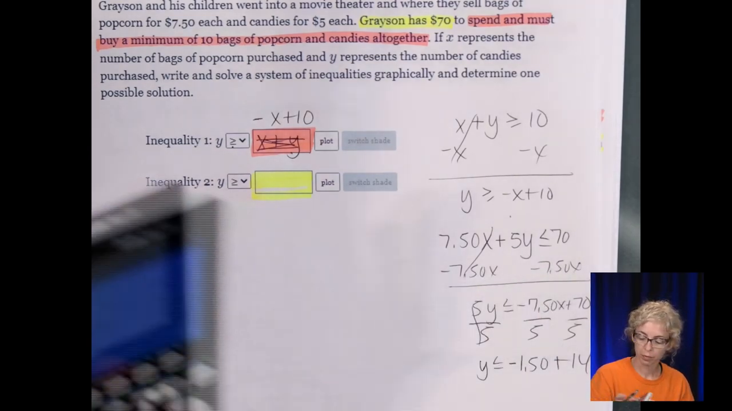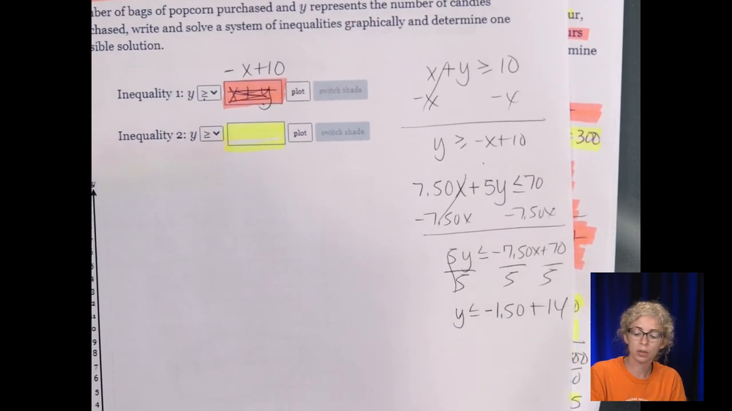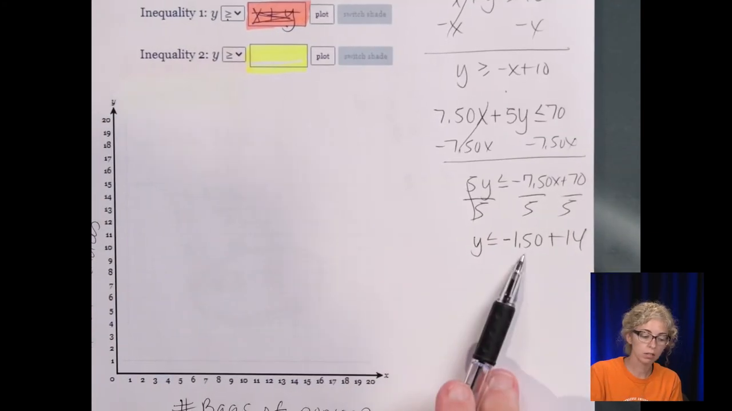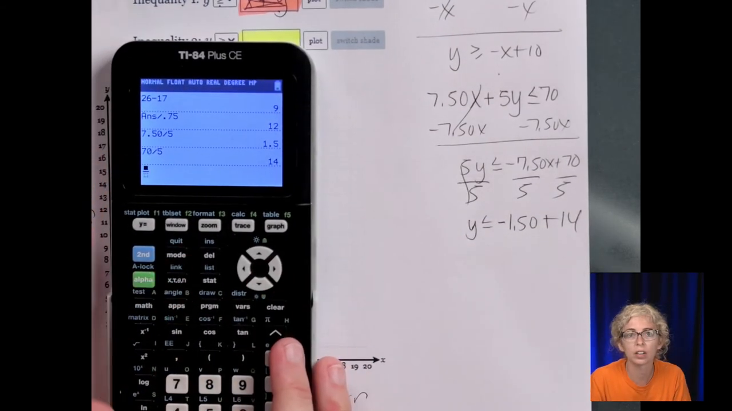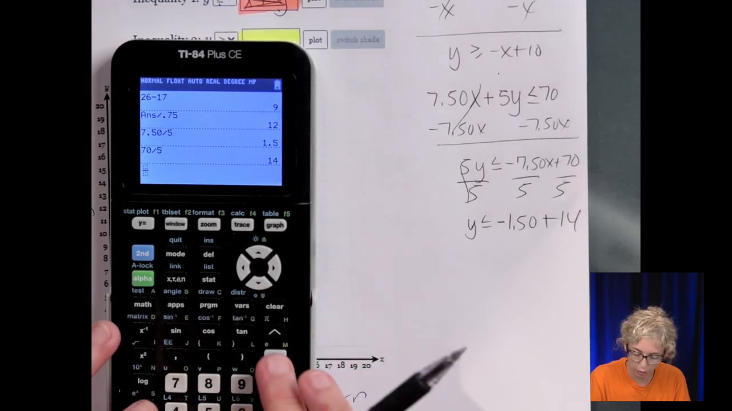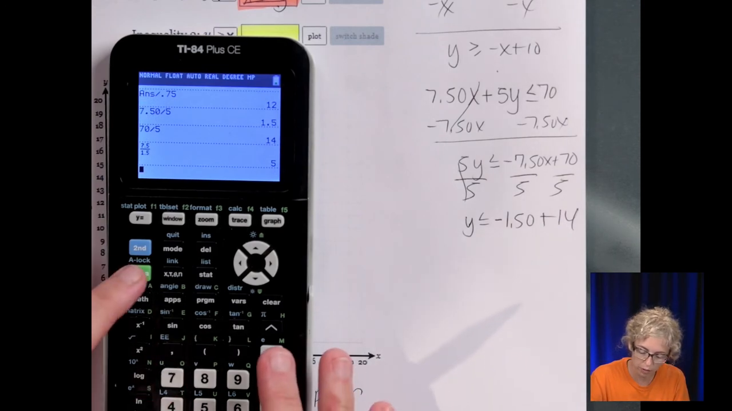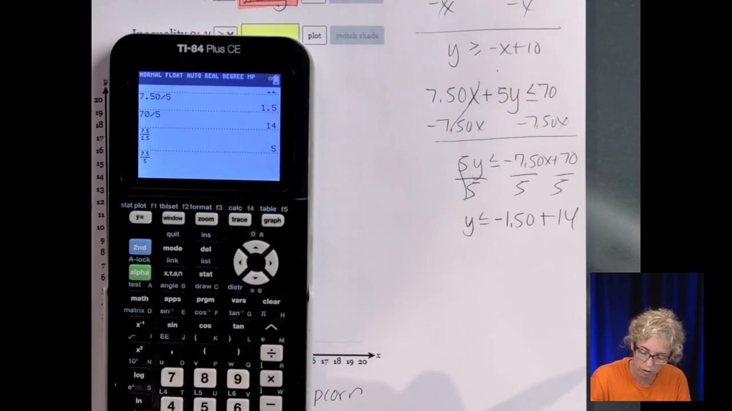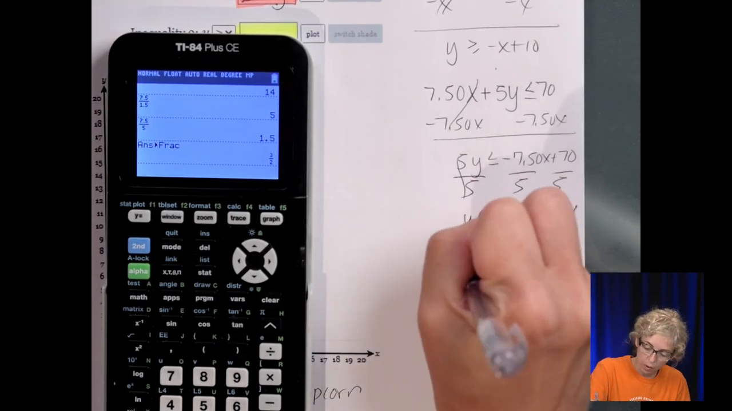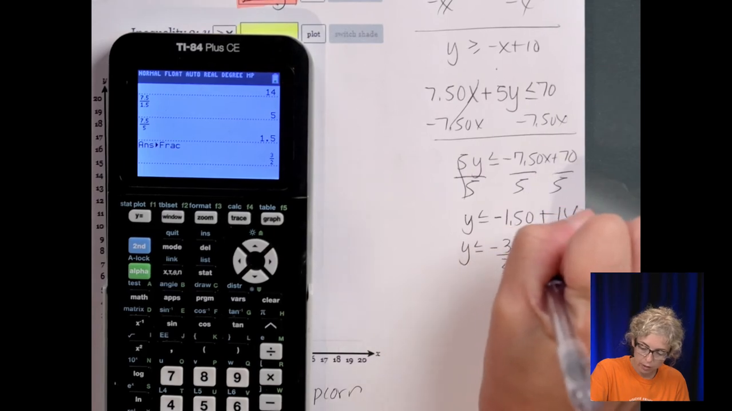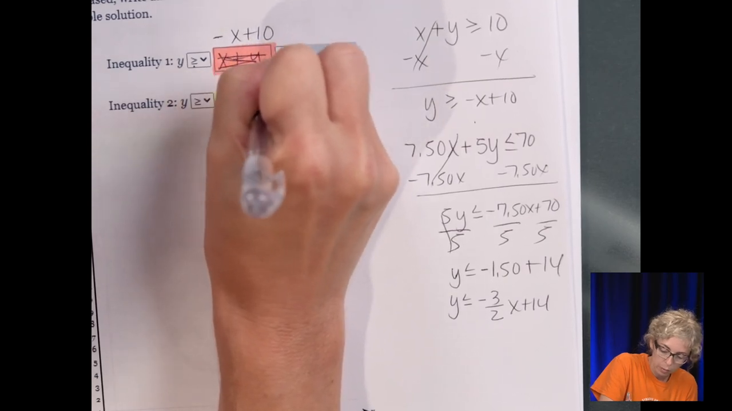Okay. So this, though, I don't like to see as a decimal. Let me rearrange that. Because, right, I can't go down 1.5. So let's go to the calculator and type in 7.50 divided by 5, and see if it'll give us the reduced fraction. Nope, so math, enter, enter. We have to change it to a fraction. So y is less than or equal to negative 3/2 x plus 14. Okay, so there's that one. Negative 3/2 x plus 14.